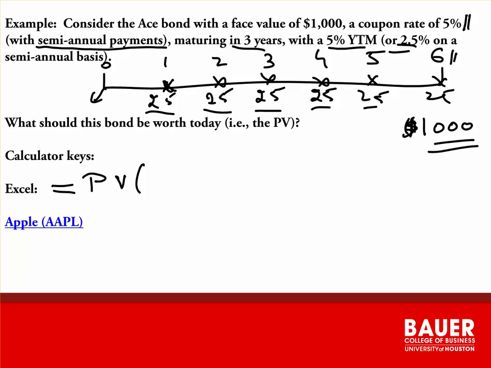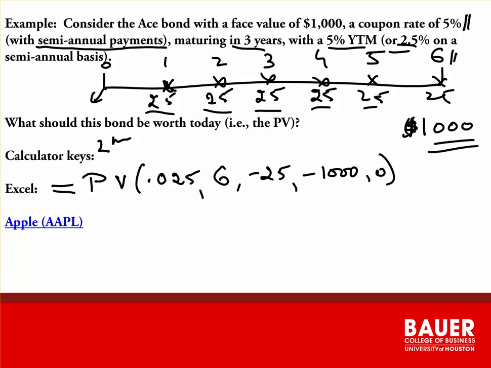So this is going to be the present value using the rate of 0.025, right? The number of periods, 6, not 3, because this rate is relevant for 6-month horizons, over 6 time periods. The payment that you receive is minus 25. The future value is minus 1,000, and of course you can ignore the type, or type in 0. That's what your Excel keys should look like.